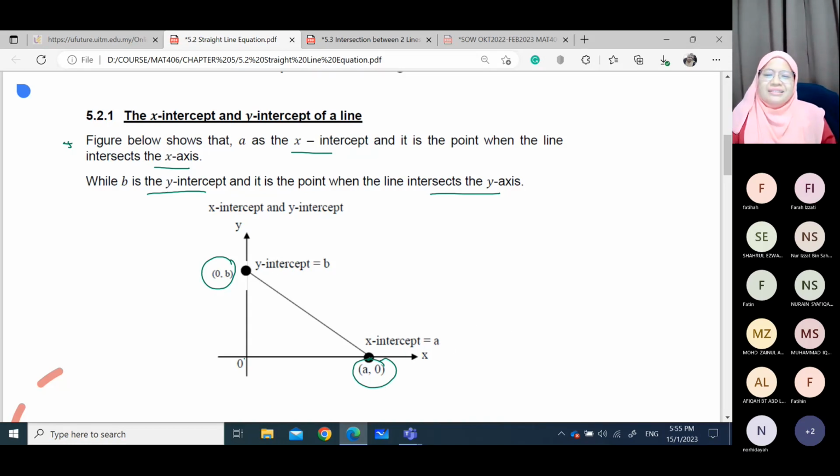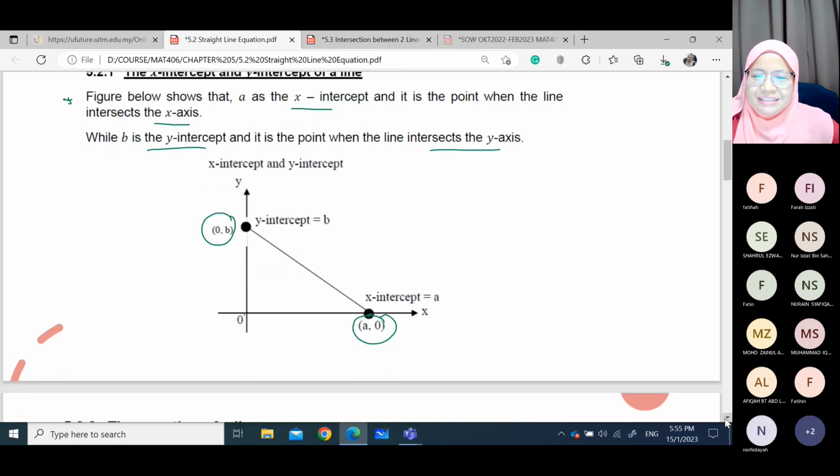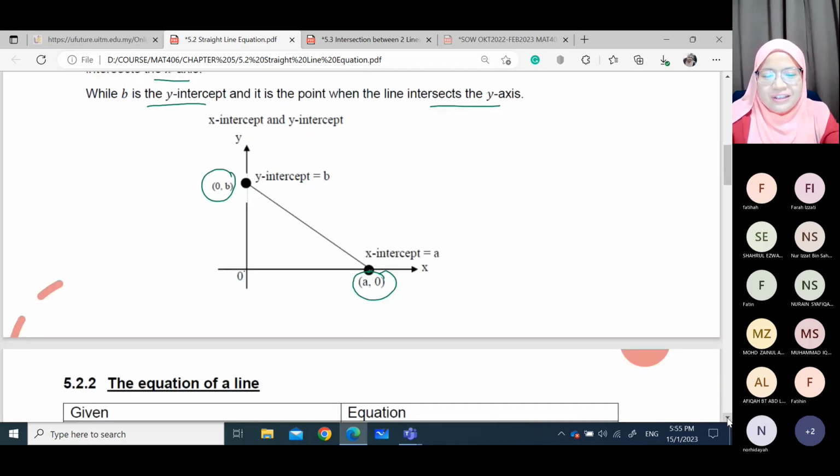Okay, ada soalan tak untuk x and y intercept? Paksi yang melepasi pada, garisan yang melepasi pada paksi x dan juga pada paksi y. Macam tu. Okay, dapat tak? Dapat tak infonya? Jelas tak? Jelas ya? Okay, very good.